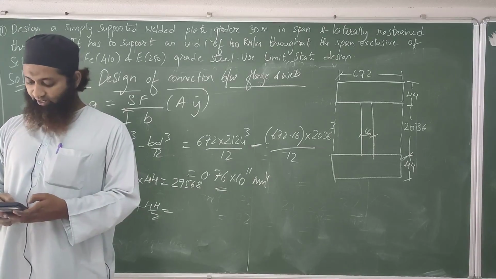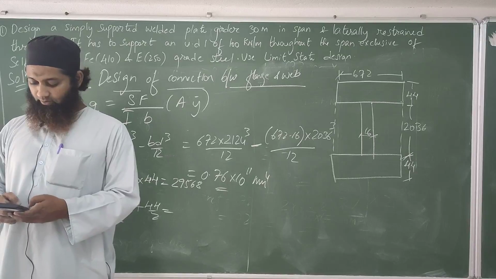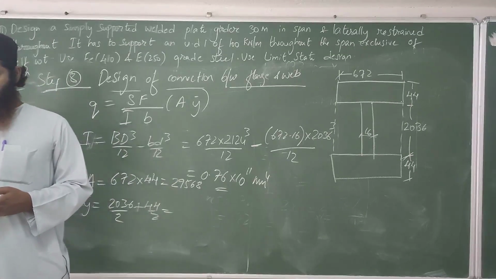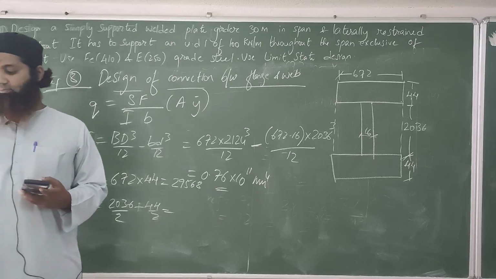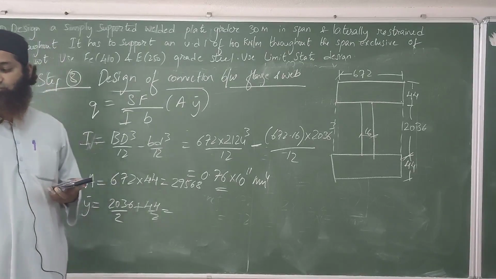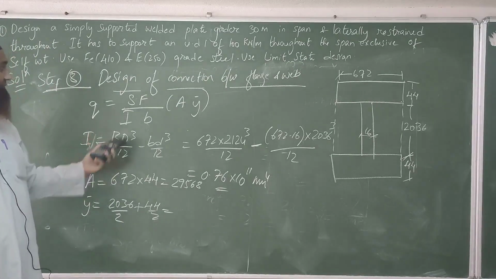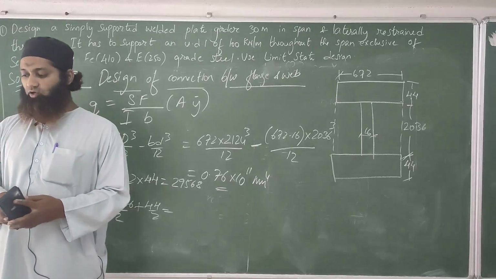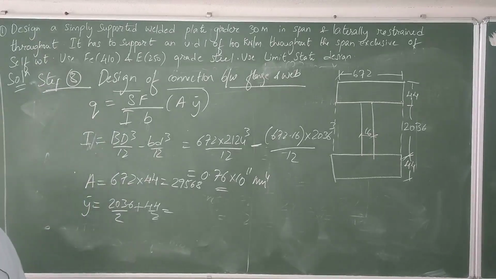Hope you all are calculating it. I'm getting the Y bar somewhere around 1040, 1044. Anyway, I'll just substitute all these values and we'll get the value of Q. The maximum VU what we had calculated, we got it as 2362.5. I'll just substitute all these values here.